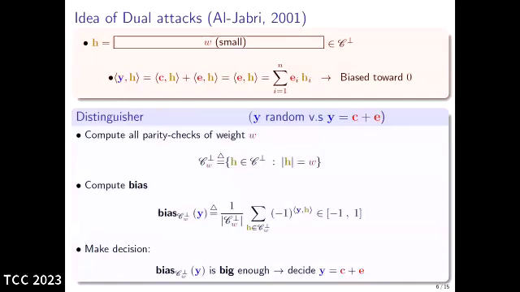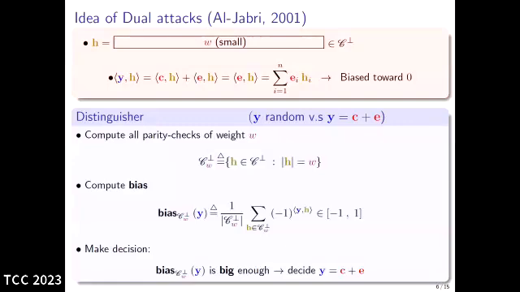So let's put aside the decoding problem for now, and we can build, using this, a distinguisher between a random y and a y which is a noisy codeword. What you will do is compute the bias of this quantity, and if the bias is high enough, this is with high probability a noisy codeword. More formally, I compute all the parity checks of weight w, and then I compute this bias function, the bias of y. Essentially it's a sum over the parity checks of weight w of some terms that are either -1 or 1. And I normalize this sum so that everything lies between -1 and 1.